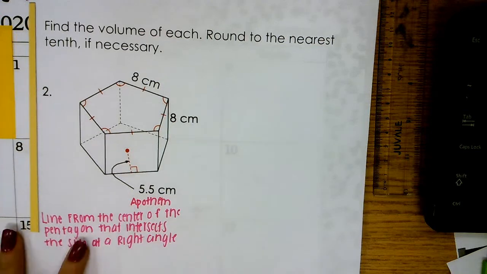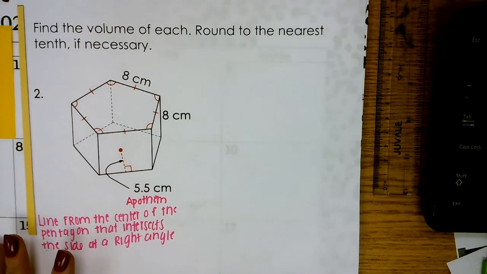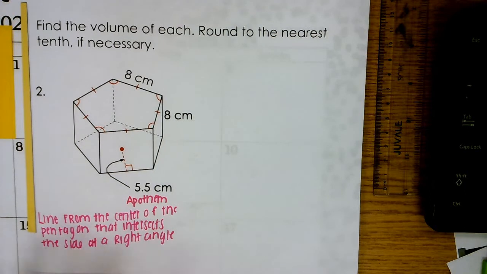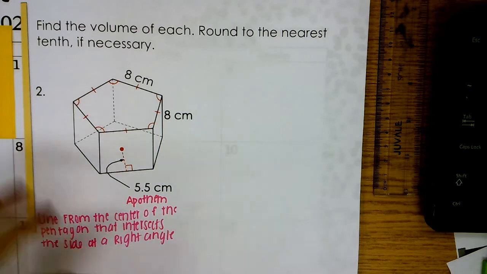Alright, here again we are going to find the volume. We're going to round to the nearest tenth if necessary. So here we have a 3D figure, and the base is a 5-sided regular pentagon. So this problem is a little bit tricky.